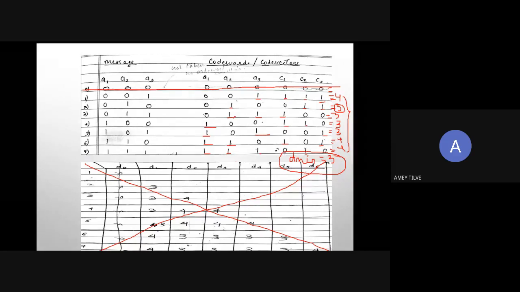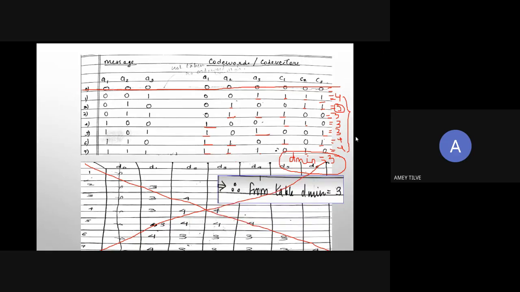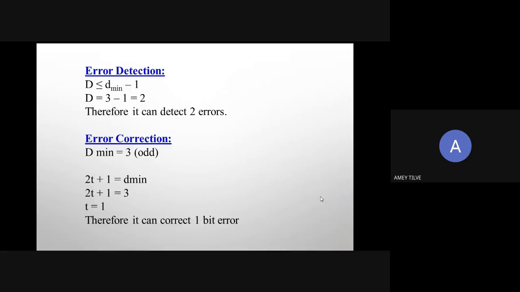Let us move to the next step, where we calculate error detection and error correction. How many errors can be detected? For that, the first property of d-min has to be used. We have calculated the d-min value as 3. The first property says that d should be less than or equal to d-min minus 1. What is the d-min value? 3. What is 3 minus 1? 2. Therefore, it can detect up to 2 errors. So error detection is done.